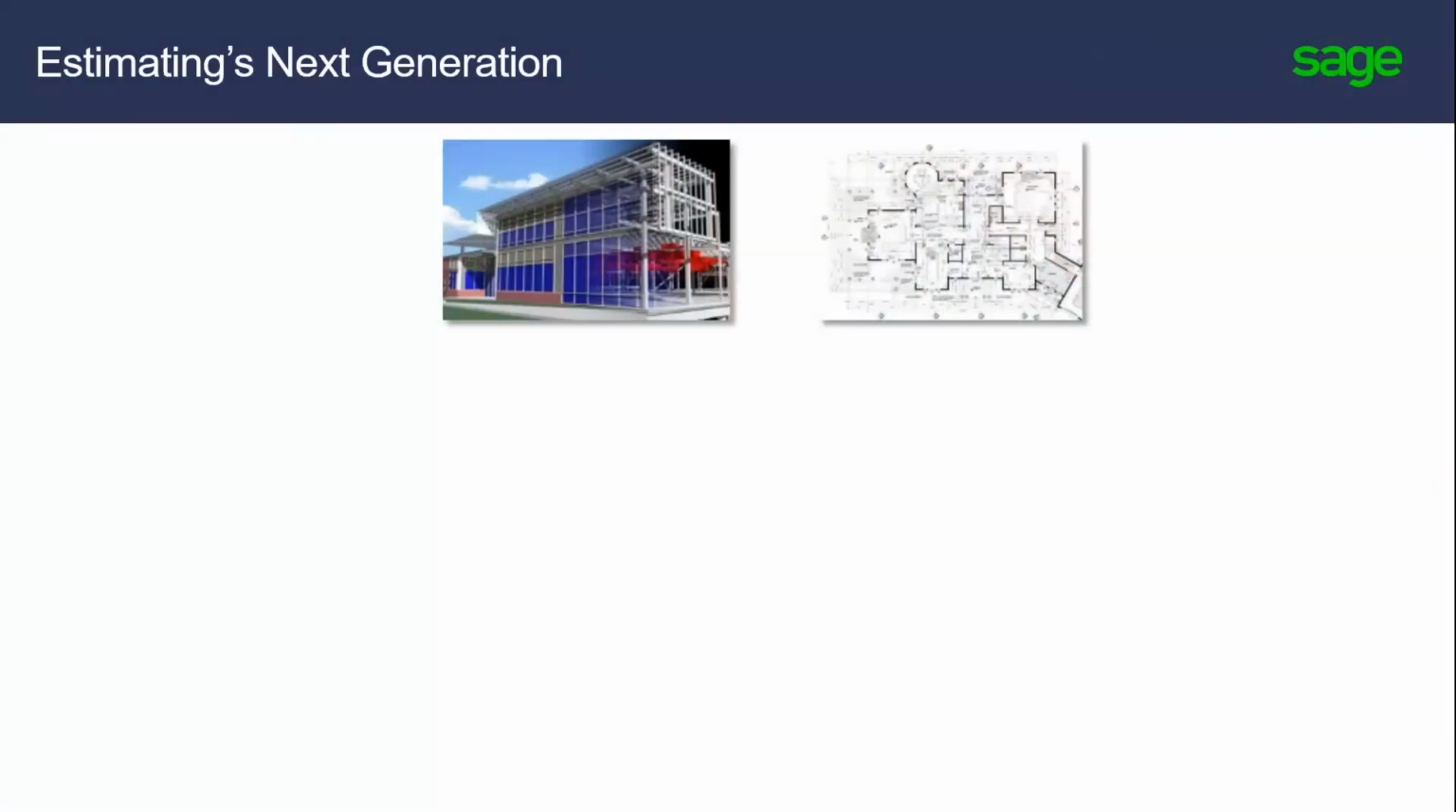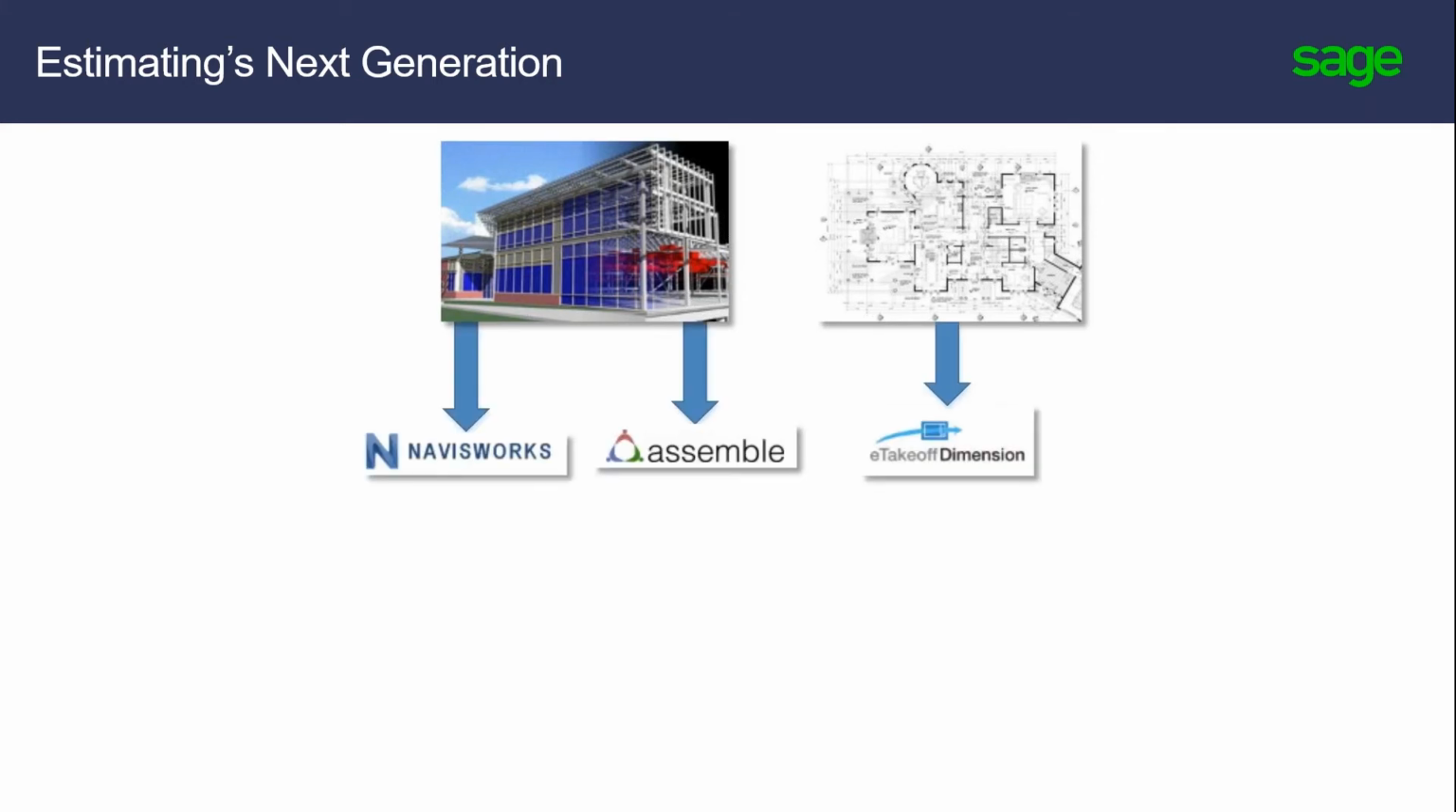So, estimating's next generation here. You may have seen this before, but just for a brief overview, Sage has a next generation estimating solution out here. What that means is we're going to take what you have for your takeoff source, either from a model or from a set of plans, and bring that into what we call best-in-class solutions: Navisworks, Assemble, or Dimension.